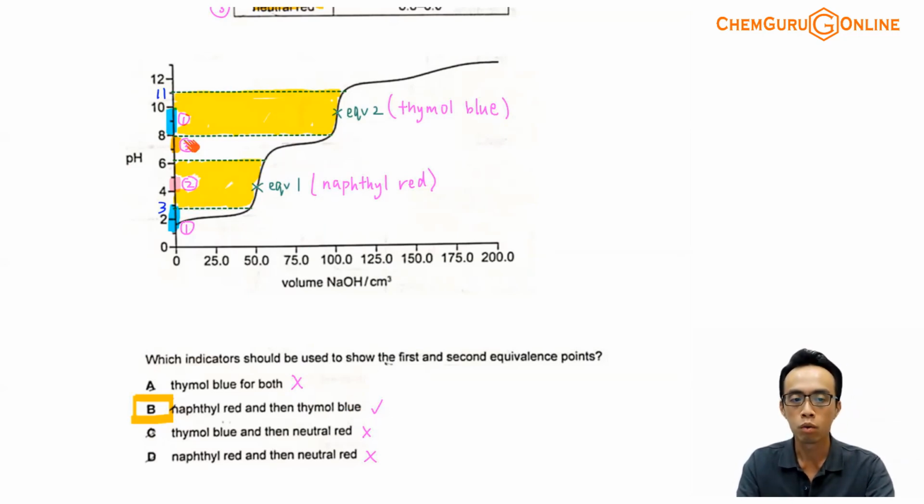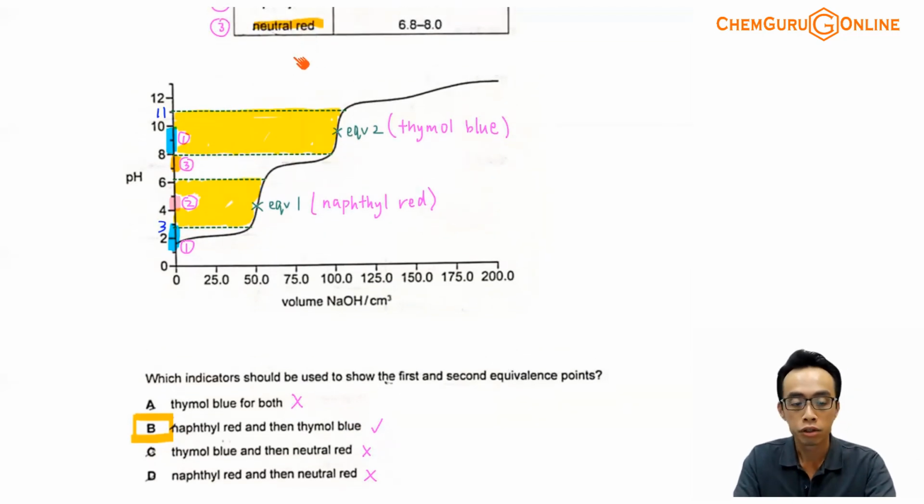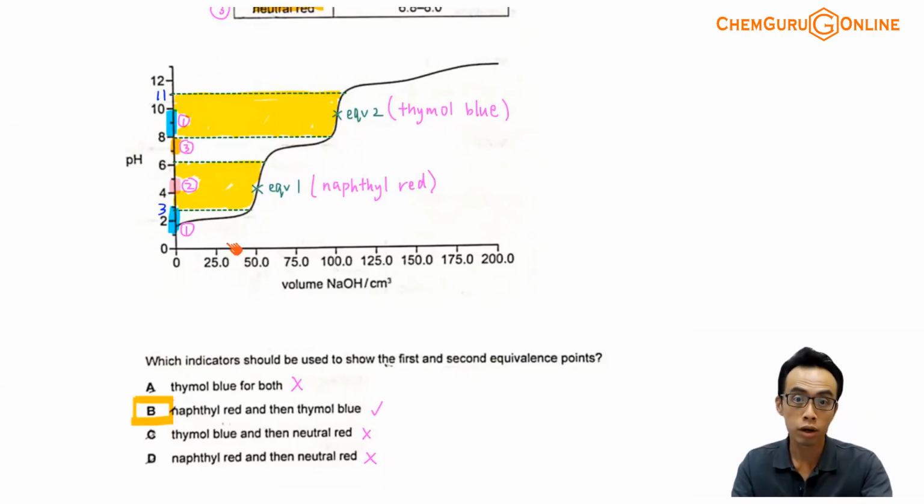I know that our neutral red, it is not involved or it is not suitable for either of these equivalence points. So as long as the option contains neutral red, of course, we will reject that answer. So you notice option C has neutral red, so we will reject this one. Option D has neutral red. Of course, we will also have to reject this option. So very clearly, the answer to this question will be option B. Alright, so that was the discussion involving question 15.